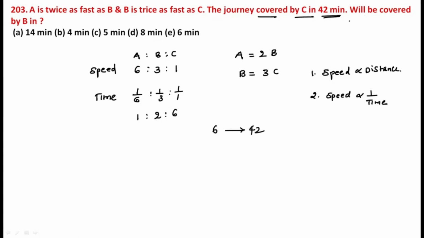Now the question, what will be the covered distance? So B can be completed in how many minutes? B can be completed means exactly 2 units become how much? So 6 units become 42, so 1 unit is 7, and 7 into 2 is exactly equal to 14. It's a cross multiplication. It takes only 14 minutes.